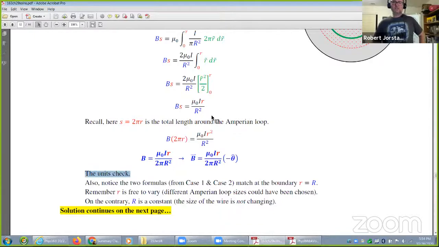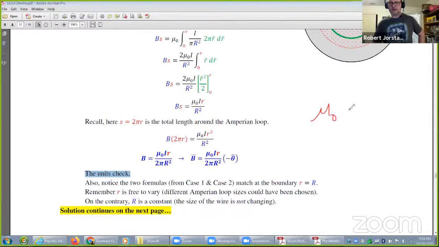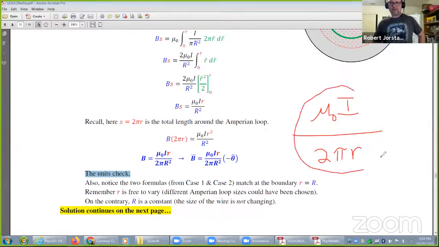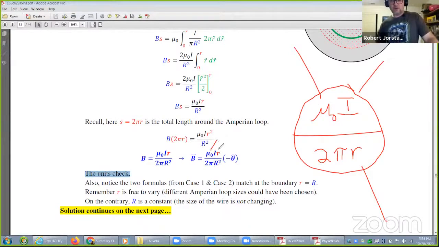Check the units. I don't know if you've noticed this. Our classic formula is mu naught I over 2 pi r. We know this magnetic field is for a long straight wire. Notice the mu naught is on top, I is on top, meters on bottom. And the other thing, notice the two formulas match when little r equals big R. That's a way to check this. I'll pause. Any questions about checking the units?